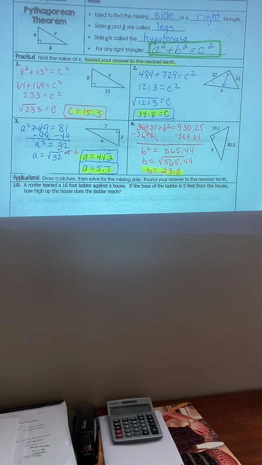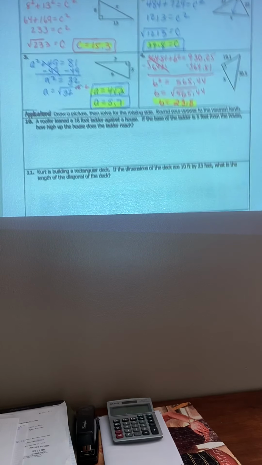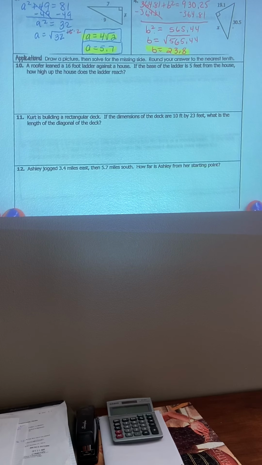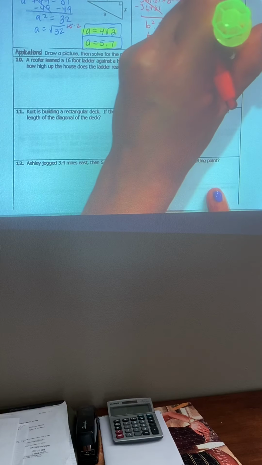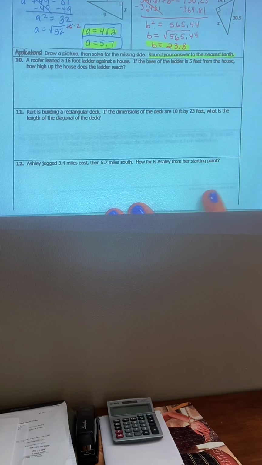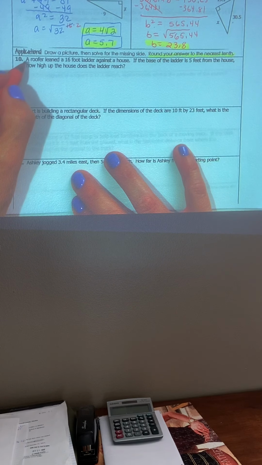Now we're going to have some application problems, okay? And the best thing to do here, if you notice in the directions, you have to draw a picture. That is the key. Draw a picture, then solve for the missing side, round your answer to the nearest tenth. A roofer leaned a 16-foot ladder. Now, if you guys think about a ladder, if you stand up a ladder straight, it's going to fall. So a ladder leans. A roofer leans a 16-foot ladder against a house. If the base of the ladder is 5 feet from the house, how high up the house does the ladder reach?